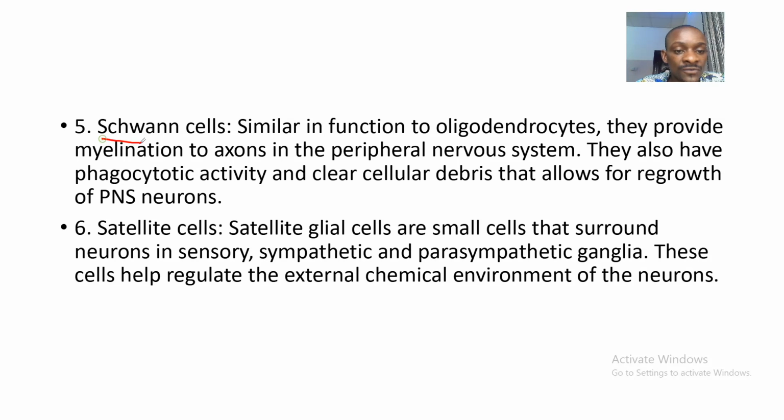Okay, then this is followed by the Schwann cells. Schwann cells are similar in function to the oligodendrocyte. They provide myelination to axons in the peripheral nervous system. They also have phagocytic activity, and they clear cellular debris that allows for regrowth of peripheral nervous system neurons. Okay, then next we'll be moving to the satellite cells. The satellite cells are small cells that surround neurons in sensory, sympathetic, and parasympathetic ganglia, and this helps regulate the external chemical environment of the neurons.